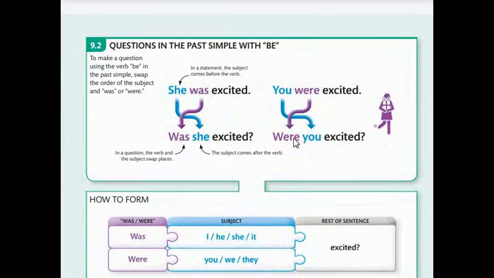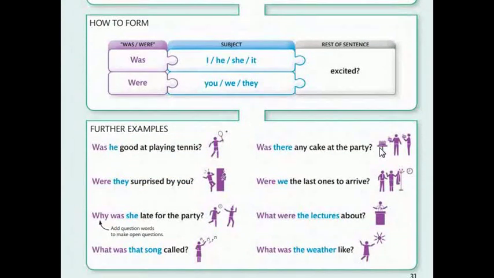You were excited. Were you excited? How to form: was he, she, it excited. Were you, we, they excited. Was he good at playing tennis? Were they surprised by you?